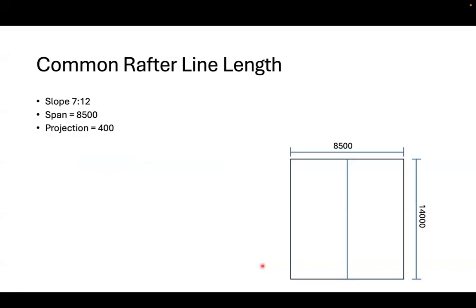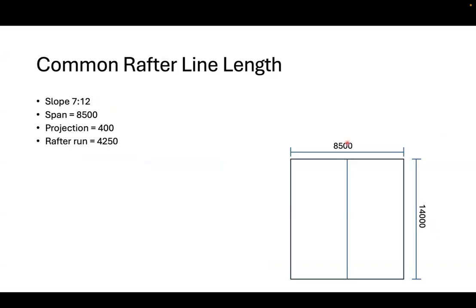So let's do an extra exercise here. So we want to find the common rafter line length. We have a gable roof here. Let's have a look. It's 14,000 long. The width is 8,500. We have a ridge in the middle. Slope is a 7 over 12. And the projection is 400 that I didn't draw in here. So that's for the overhang of our roof.